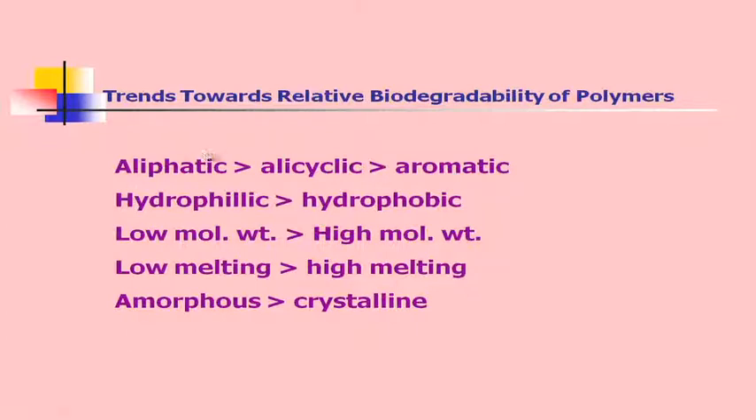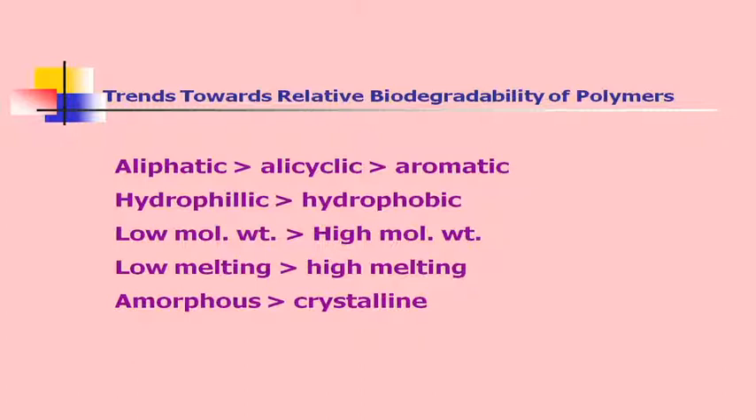Now, the order of biodegradation of polymers: aliphatic polymers will be more degradable than polymers which are alicyclic in nature, than aromatic in nature. So, aromatic polymers are less degradable than aliphatic polymers. Similarly, a polymer is hydrophilic, meaning water loving, if its surface can be wetted by water or it can mix with water. These are known as hydrophilic polymers.